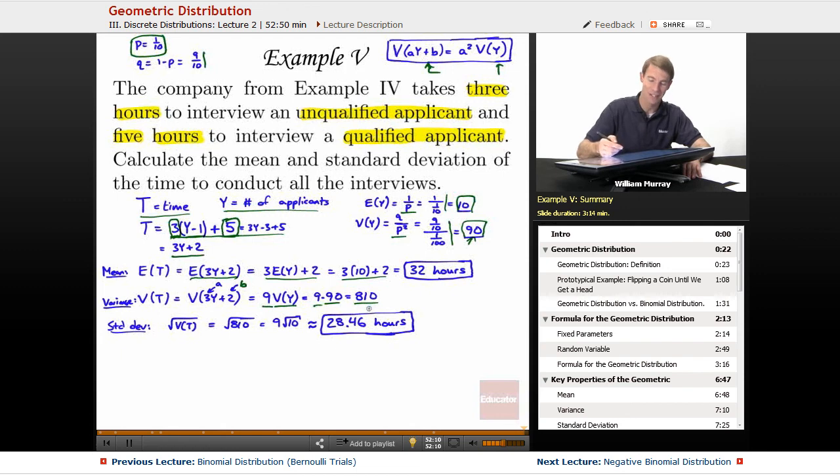9 times, that's our 90 right here, is coming in here. So we get 810. And then the standard deviation is always the square root of the variance. So we take the square root of 810, and I simplified that down and found a decimal of 28.46 hours. So that's our mean and our standard deviation in the time to conduct all these interviews if you're this company planning for how long it might take to fill your next job opening. So that's our last example.